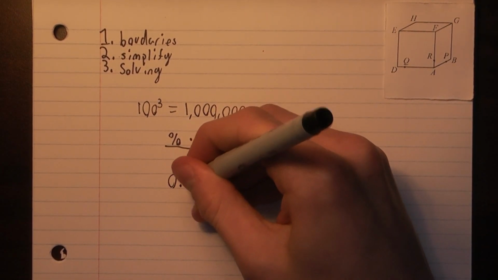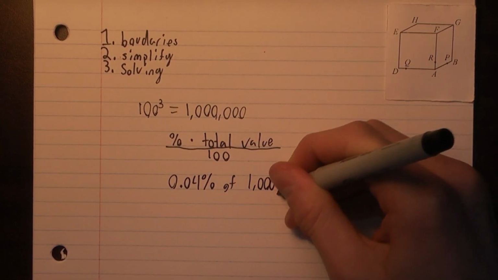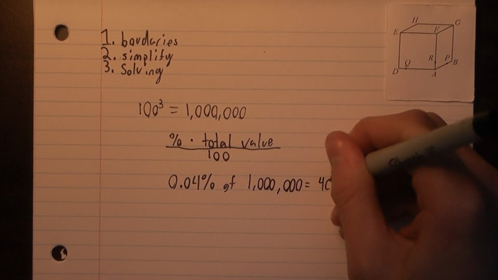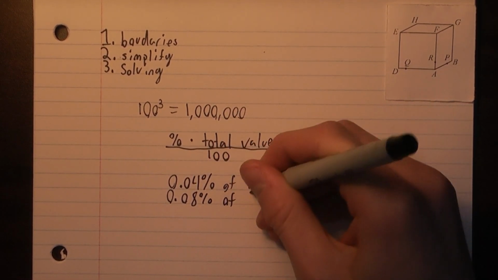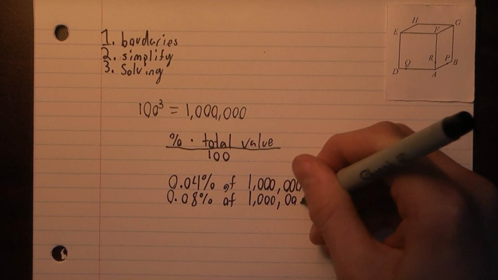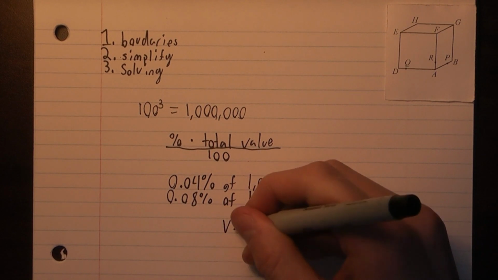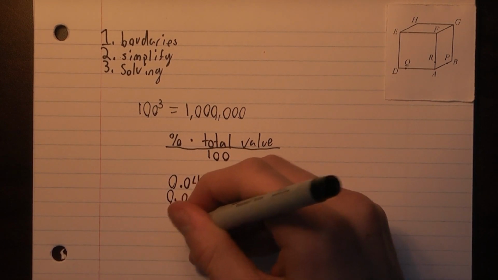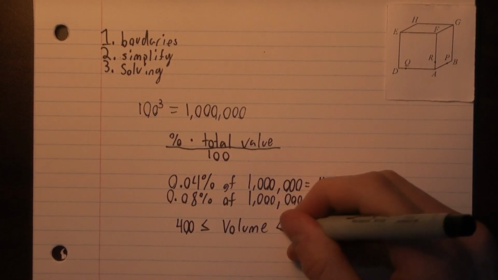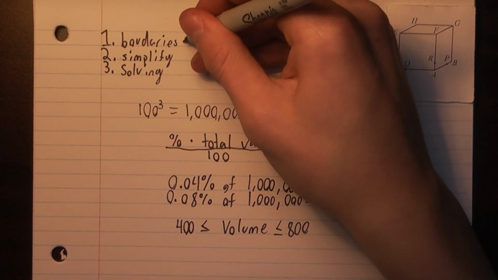So 0.04% of 1 million equals 400. And likewise, 0.08% of 1 million equals 800. So that means that the volume of the pyramid is greater than or equal to 400 and less than or equal to 800. So our first step of boundaries is complete. Now it's time for step 2.